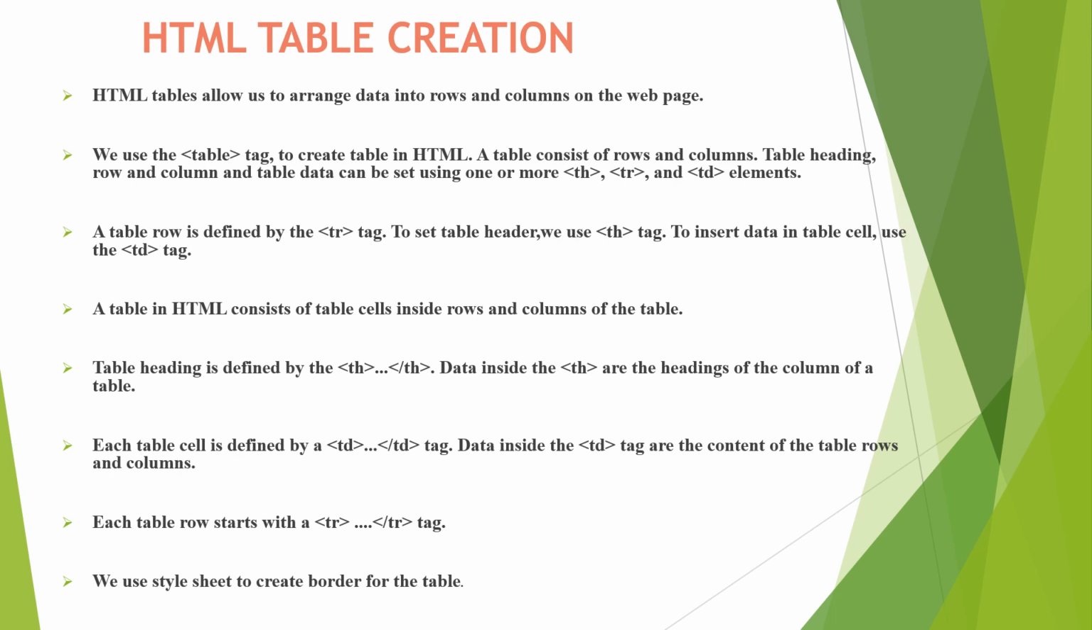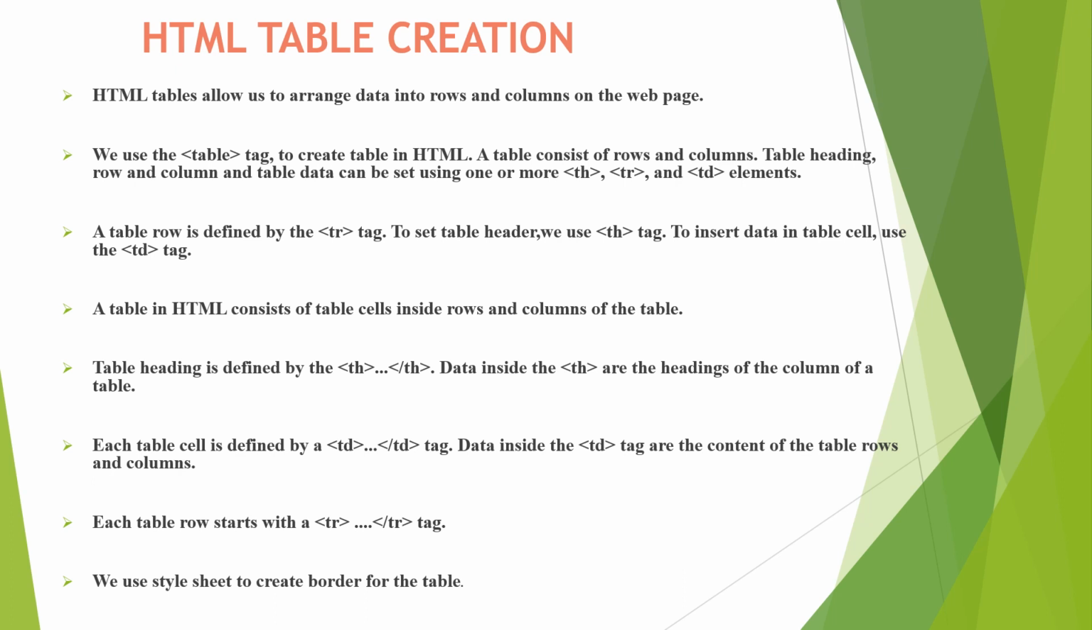HTML tables allow us to arrange data into rows and columns on the web page. We use the table tag to create a table in HTML. A table consists of rows and columns. Table heading, row and column, and table data can be set using one or more th tag, tr tag, and td elements. The table row is defined by the tr tag.